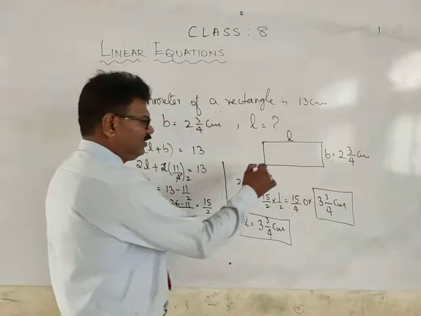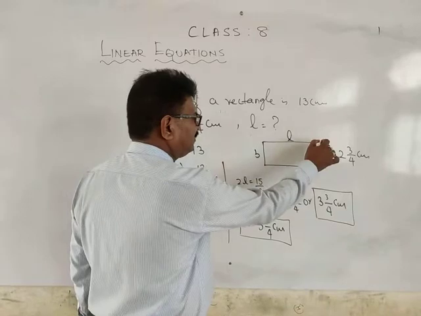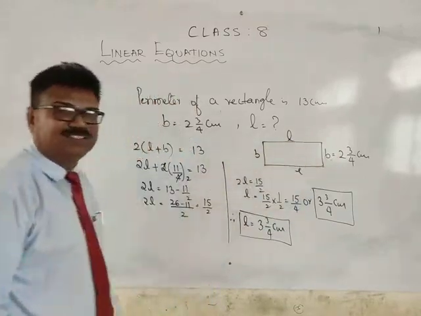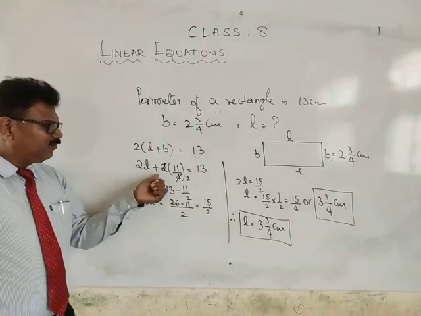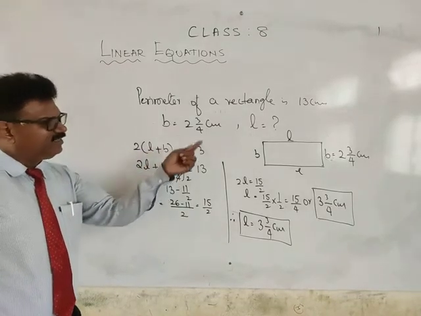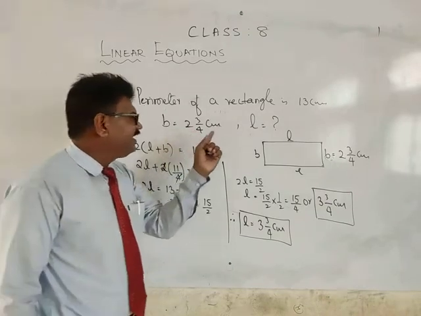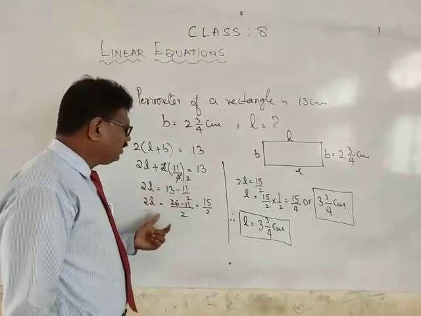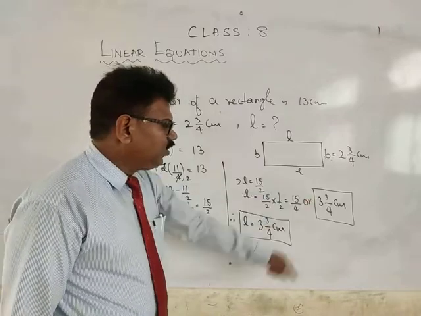Very simple. From here to here, breadth. From here to here, length. Breadth, again length. Therefore 2 L's are there, 2 breadths are there. So like that only 2L, 2 into L, 2L plus 2B. B is nothing but, convert to improper fraction. 4 twos are 8 plus 3, 11, 11 by 4. So if you substitute, 2L equal to 15 by 2 and L equal to 3 whole 3 by 4.